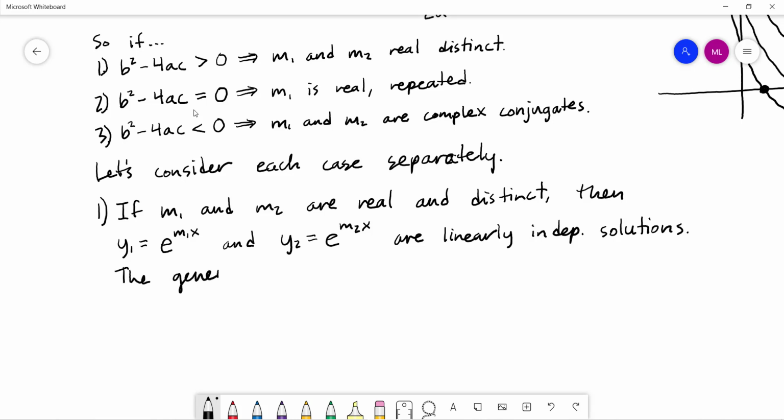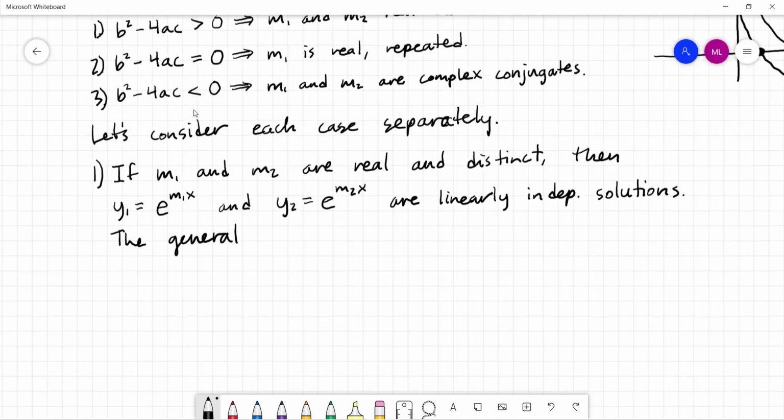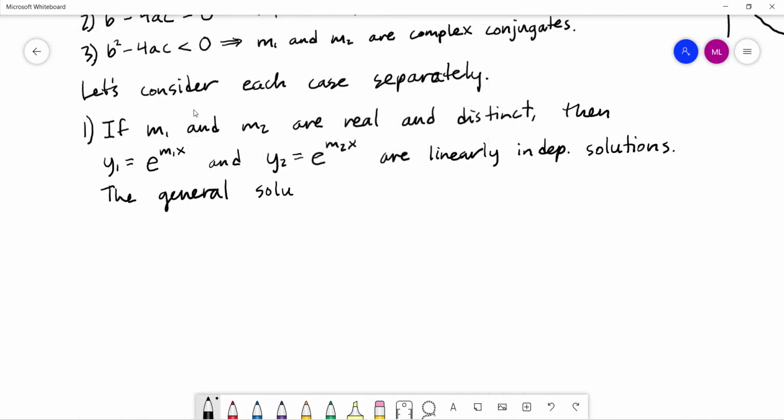The general solution is always found by taking a linear combination of these. So y would be some constant, we'll call it c1, times y1, so c1 e to the m1x plus c2 e to the m2x. Here's our linear combination. c1 and c2 are constants, and it's a linear combination of the two linearly independent solutions. So this would be the general solution if m1 and m2 are real and distinct, case 1. We'll do an example of that in just a little bit. I want to go through all the cases hypothetically first, then we'll go through all the cases using concrete actual numbers.